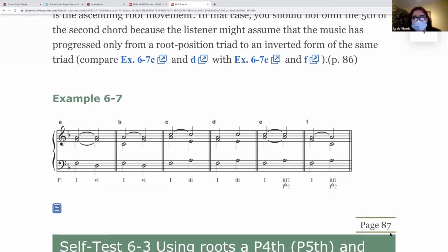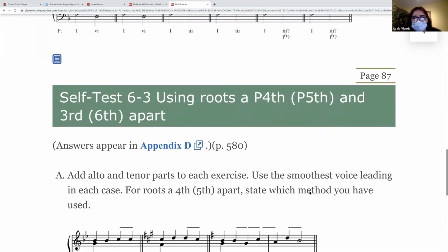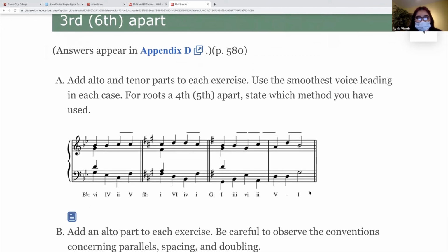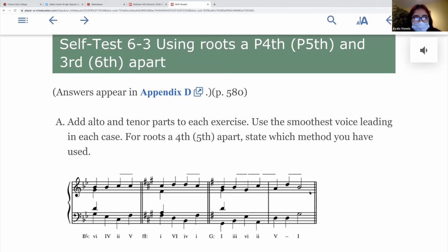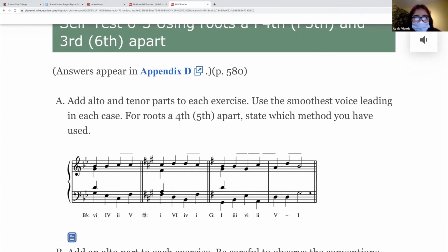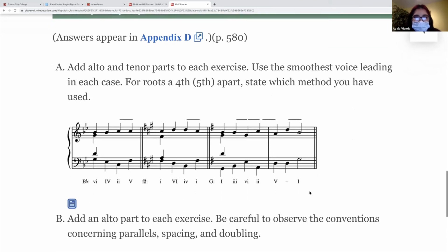Okay. Congratulations. We have made it to self-test 6-3. All right, here we are. We are adding alto and tenor parts to each exercise. Use the smoothest voice leading in each case. For roots a 4th or 5th apart, state which method you have used.